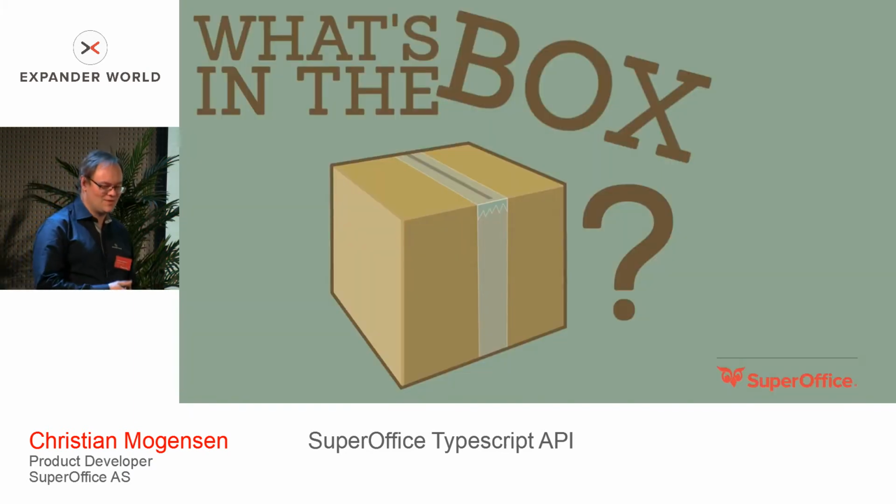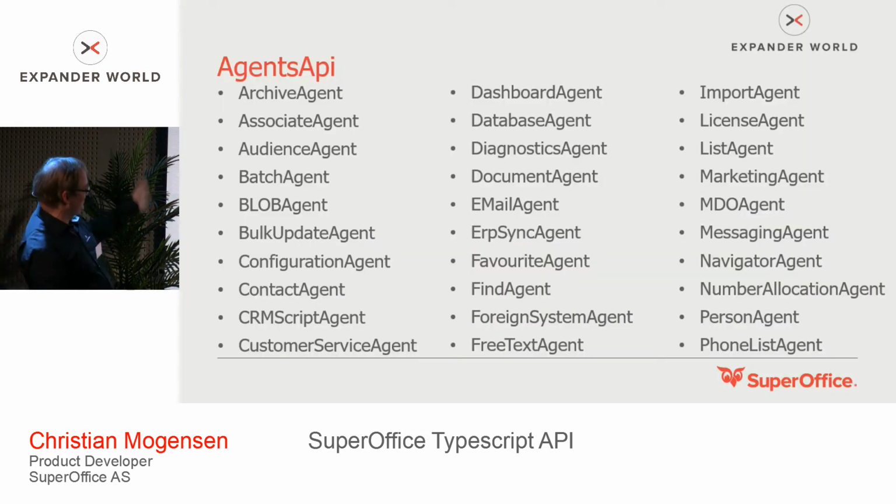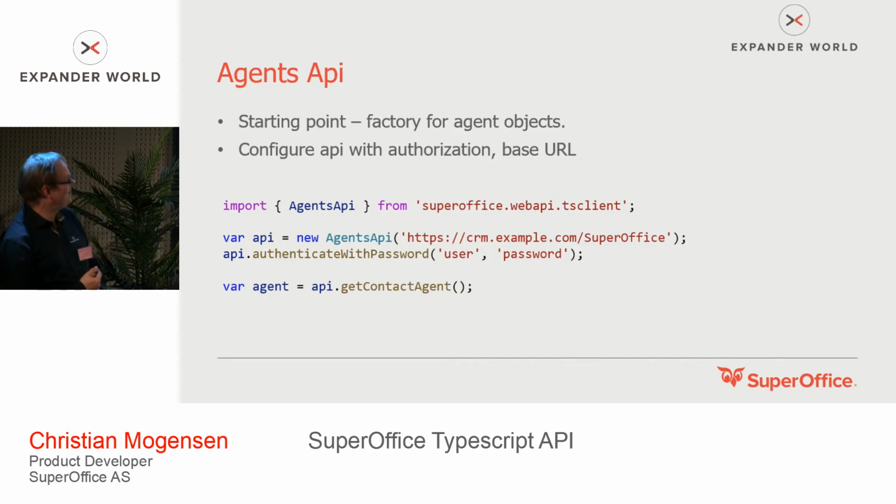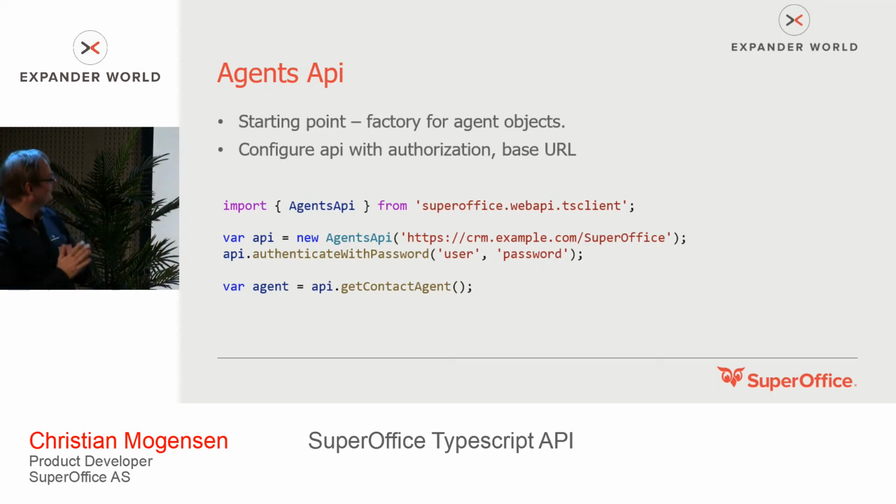So, okay, what is actually in the box? All of our agents. This is like half of them. We have a lot of agents after a while. All of the things which are in the services API are in the TypeScript client. To make this a little easier to navigate, we have one main entry point, this thing called Agents API that you can configure and set up your options. And then from there, you can go get the different agents that you want to use.